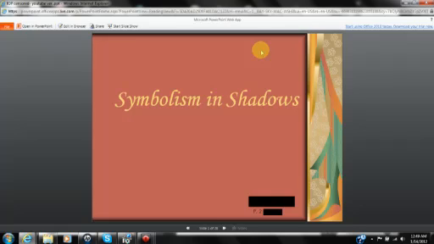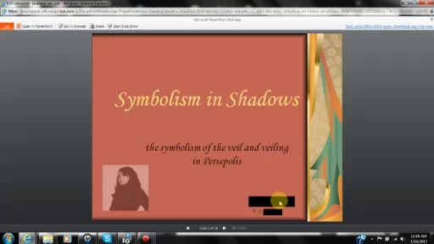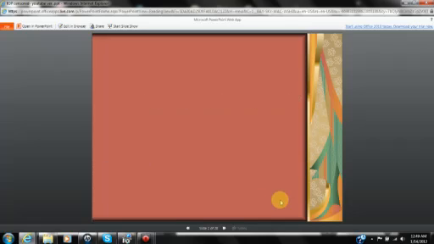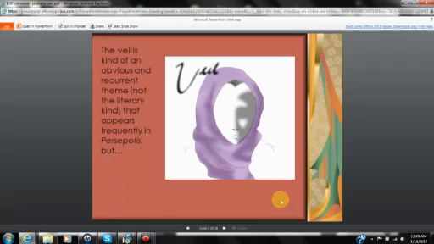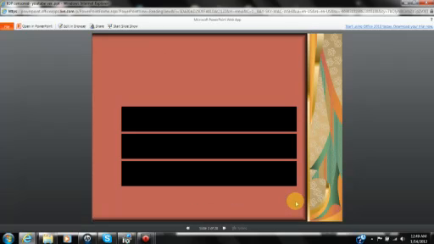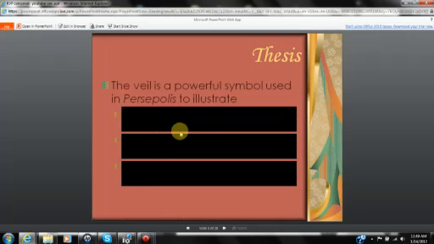So this is what my project looked like. I'm going to walk you through it. And here's my title and my subject, and there's my name and my period down here. And there's the author. And some pictures and my introductory information to hook the people who are watching. And this is my thesis. Well, the beginning of my thesis.